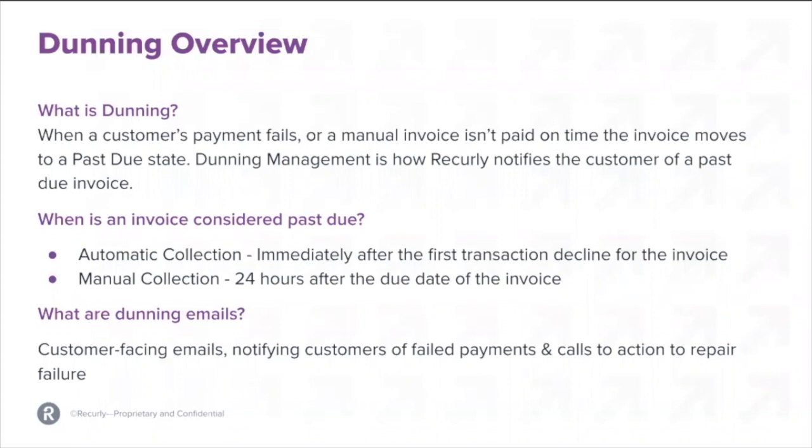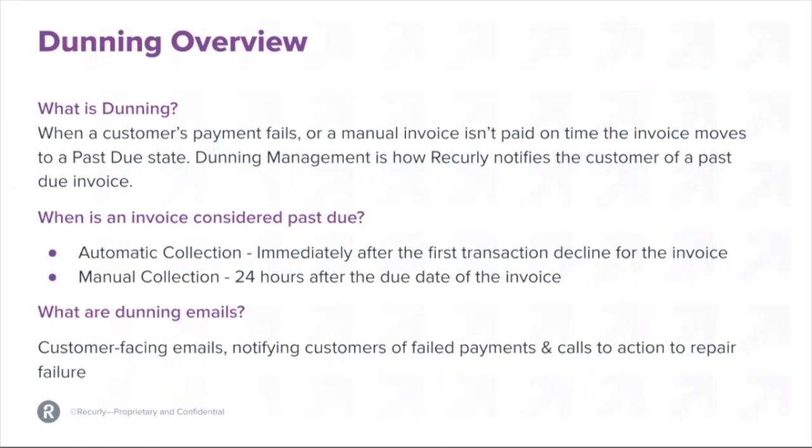At Recurly, the dunning process is triggered when an invoice moves into a past due state. For automatic collection invoices, this is immediately after receiving a decline response from the payment gateway. For manual collection invoices, this is 24 hours after the net terms have been met.